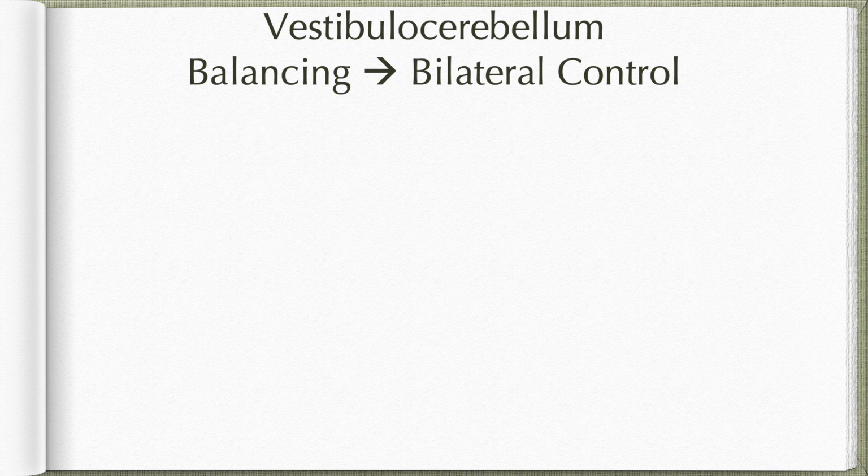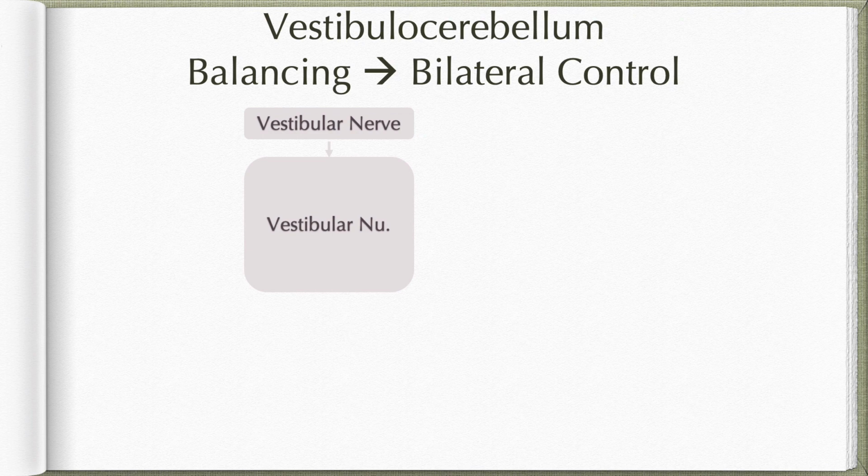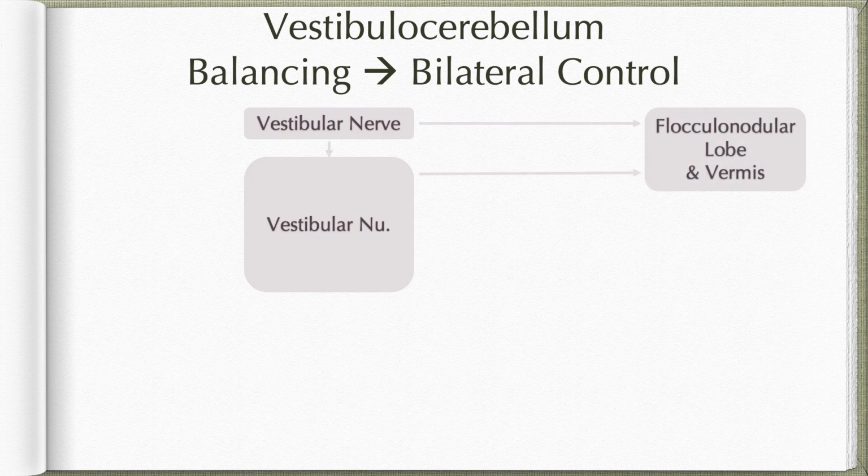So, rounding up the vestibulocerebellar function, this is basically involved in balancing. This has a bilateral control. So, vestibular apparatus will be sending its output through vestibular nerve, which will project to the vestibular nuclei. Both vestibular nerve and the vestibular nuclei will project to flocculonodular lobe and the vermis part of the cerebellum. From the flocculonodular lobe and vermis, the projection is to the fastigial nucleus. From the fastigial nucleus, as well as some of the Purkinje cells in the flocculonodular lobe and vermis, will project back to the vestibular nuclei.